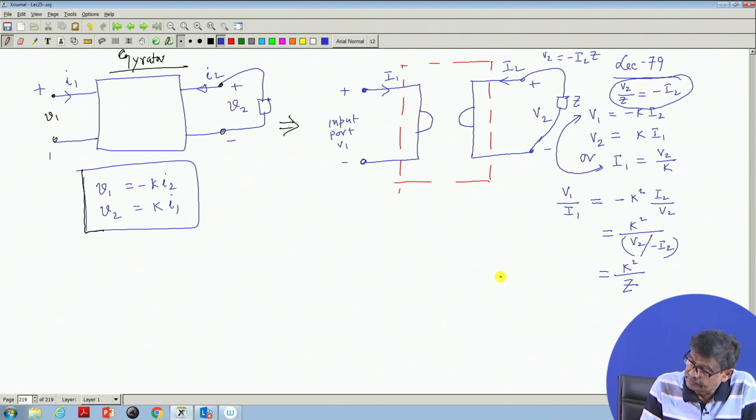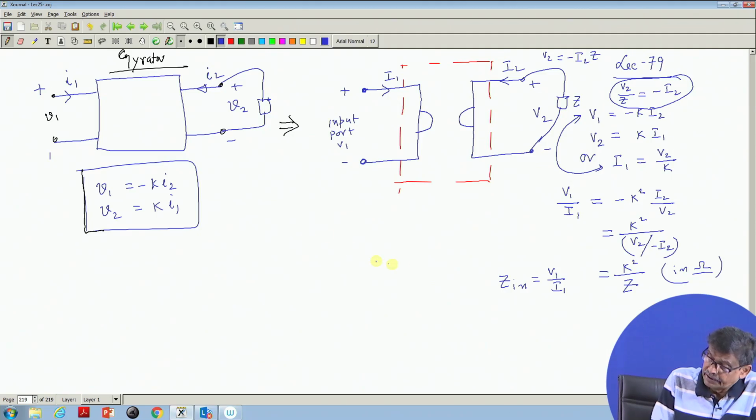Therefore, Z in, which is V1 by I1, is equal to k square by Z. K is the constant of the gyrator. If I know this value, then I find that the input impedance is some constant by Z. Mind you, you should not consider this to be admittance or anything like that. This is the equivalent impedance in ohms seen by the source.